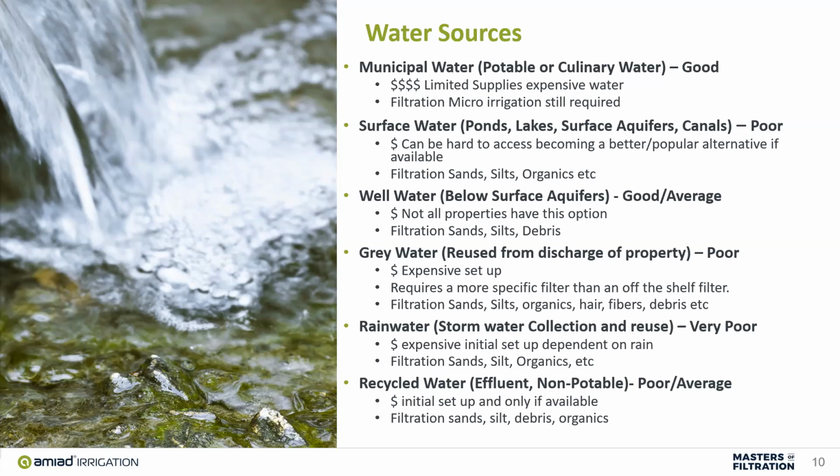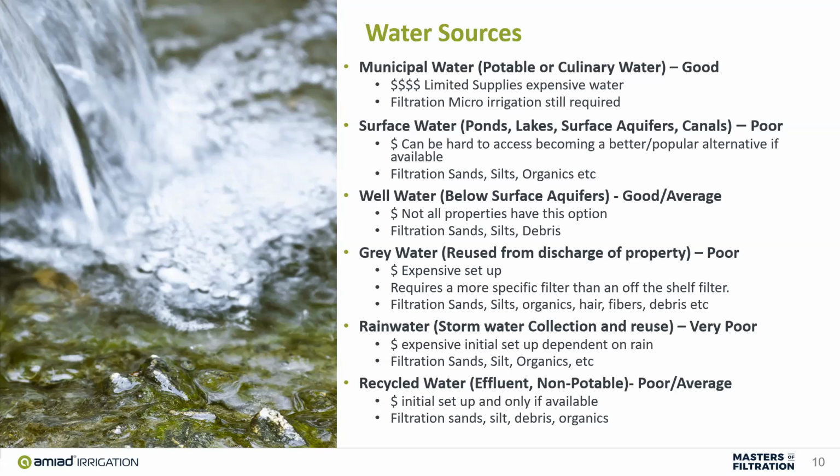Your gray water is your reuse from the discharge of your property. For example, if you have water that you're using and your dishwasher is pumping water out, a lot of times they have a reuse option that you can do. This water obviously is pretty dirty and is going to require a lot more specific filter, other than what's off the shelf. You might see some sands, silts, organics, hairs, fibers, and things like that in that water.